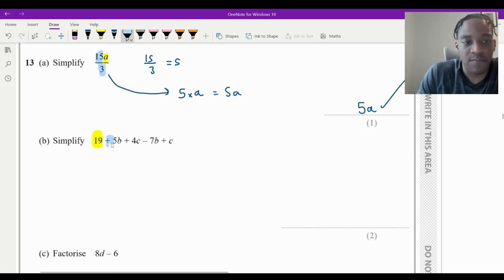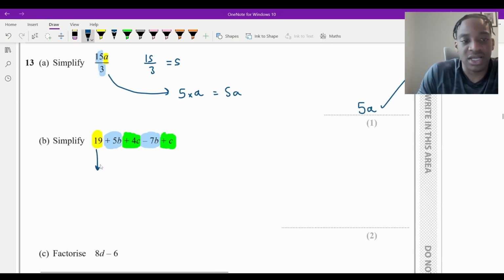Now I can see that I've got a plus 5b. And then I've also got a minus 7b. So I'm going to highlight that there. And then that will leave the c's, which is a plus 4c plus a c, right? So now all I'm going to do is work these out individually.